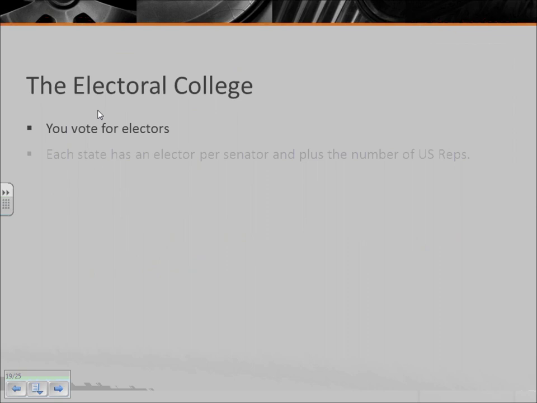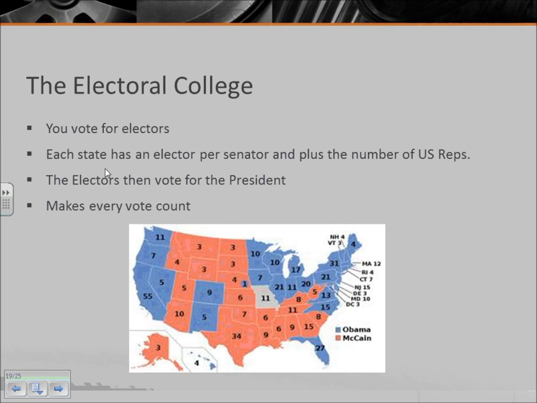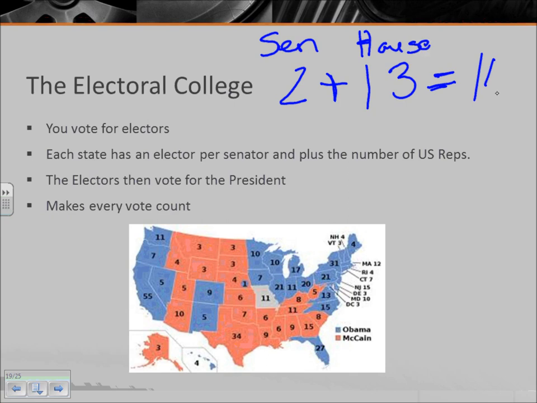Another thing that's set up for our new government is the way that our electors are sent off and how we elect a president. This is by the Electoral College. You vote for electors. Each state has an elector per senator. All right, so each state has two right off the bat, plus the number of U.S. reps. So you have two electors already, plus however many representatives you have. So let's say Georgia, we got 13 representatives. And what I mean by representatives, that is the House of Representatives. Okay, so we have the House, and we got two for the Senate. That gives us a total of 15 electoral votes.